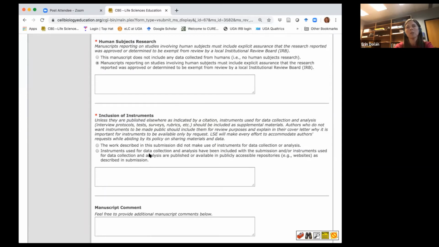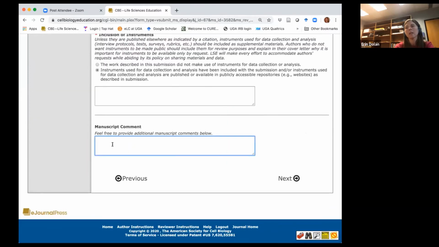We also want to make sure you've included the instruments used for data collection. So this would be a place where you can comment on that. And you might include, the last question from the audience was about whether editors are potentially in conflict. So you can include that in a manuscript comment there, or anything else you would think would be helpful for understanding the editorial review process would be helpful to include there.